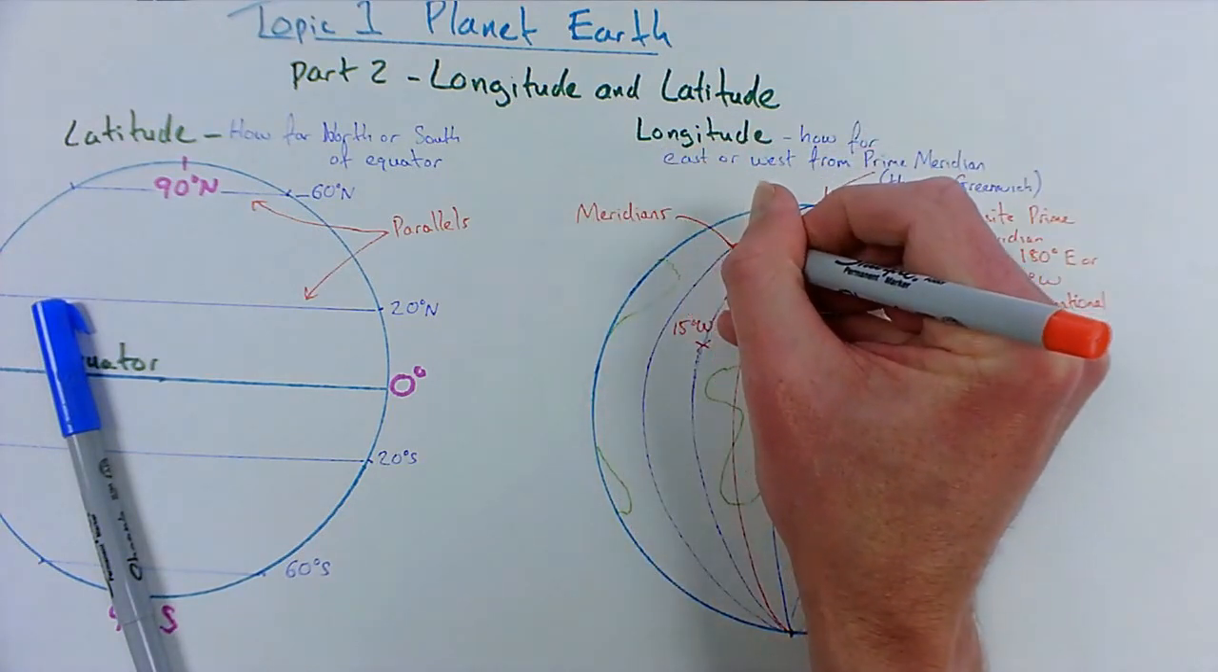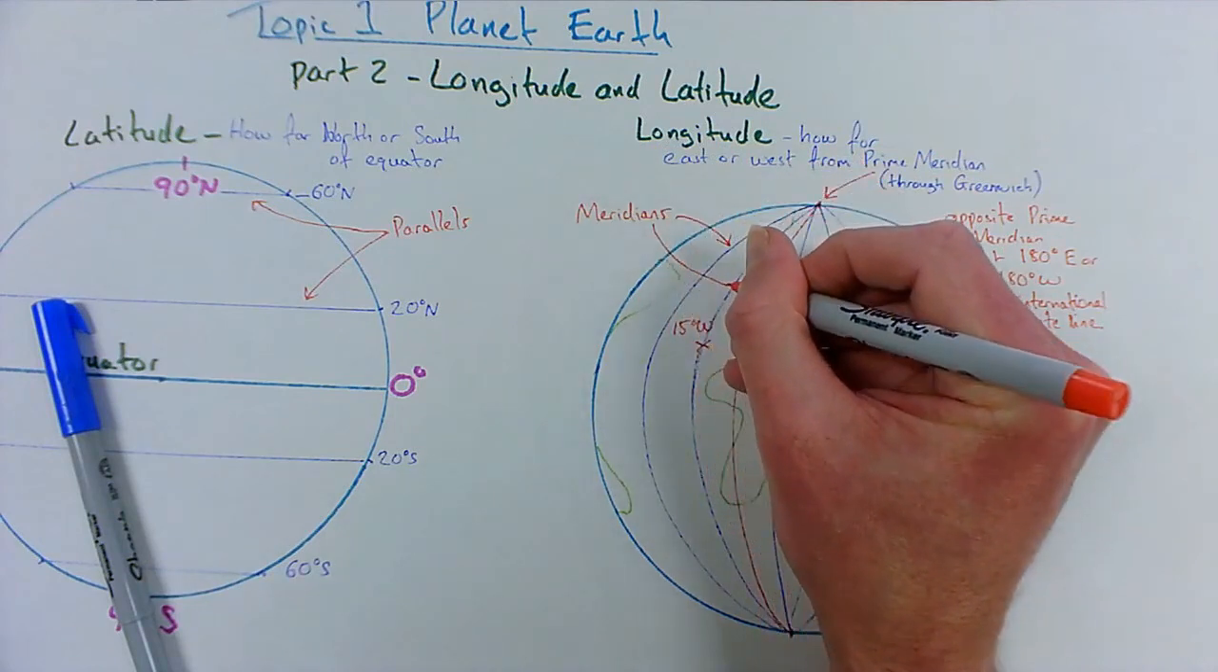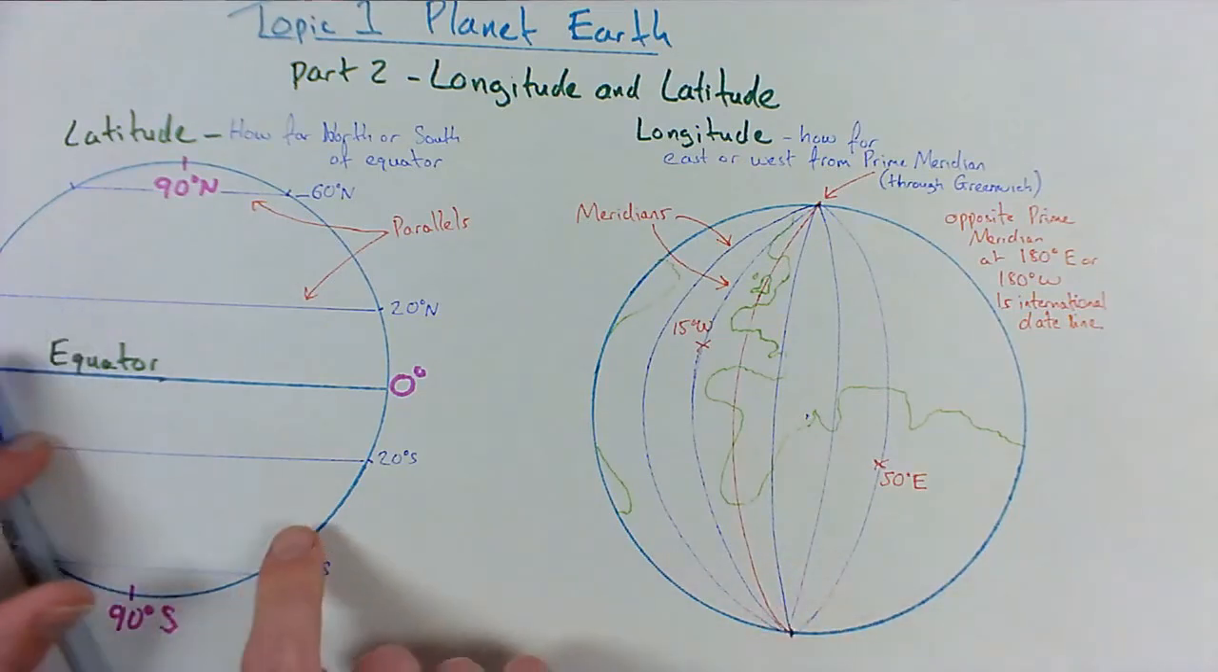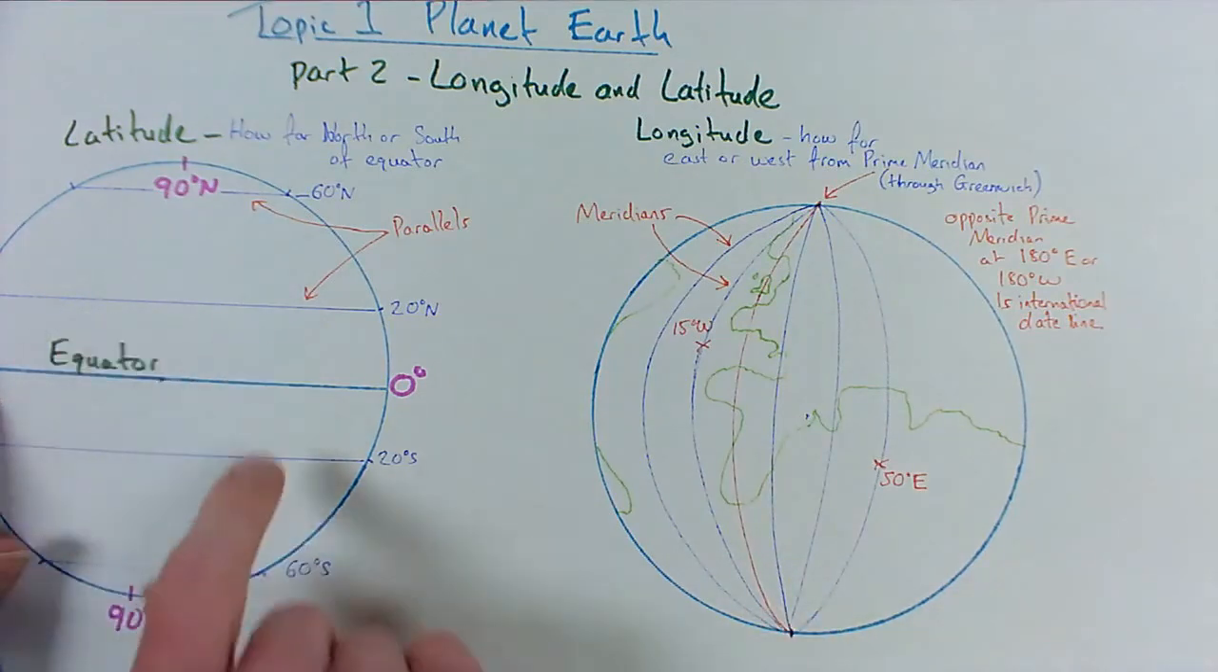So these lines are meridians and they run from North Pole to South Pole. Note that these aren't parallel, like our lines for latitude are parallel.